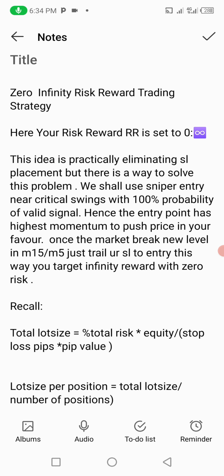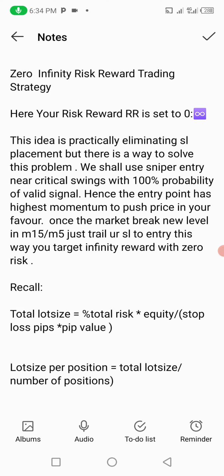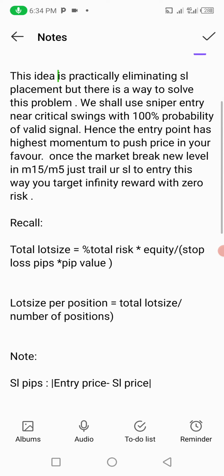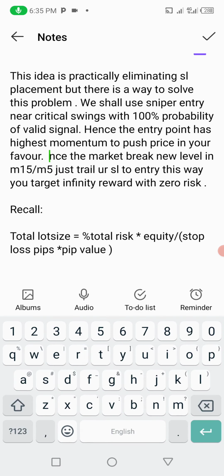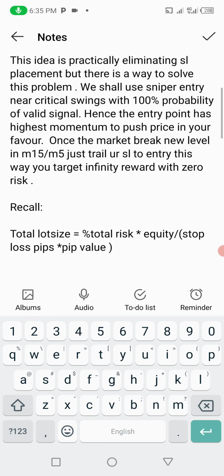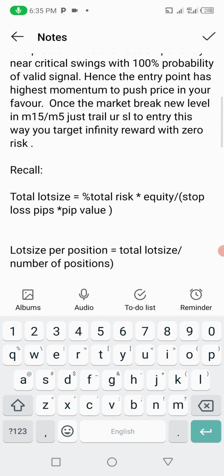This idea is practically eliminating us all placement, but there is a way to solve this problem. We shall use sniper entry near critical swing with 100% probability of valid signal. Hence, the entry point has highest momentum to push price in your favor. Once the market breaks a new level in 15 minutes or 5 minutes time frame, just trade your stop loss to entry. This way you target infinity reward with zero risk, because whenever you trade your stop loss, you have no risk.